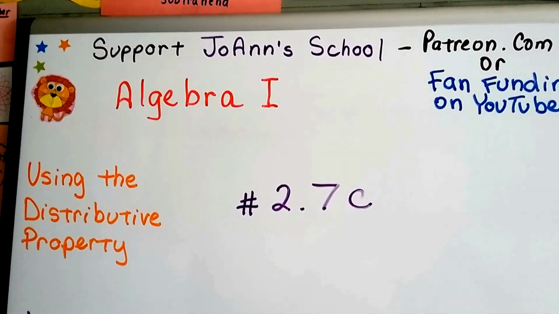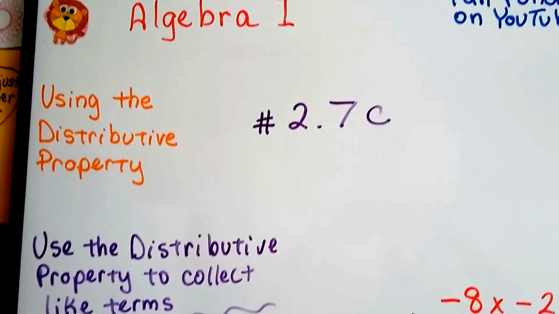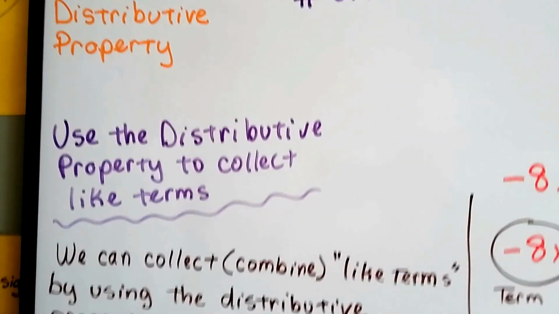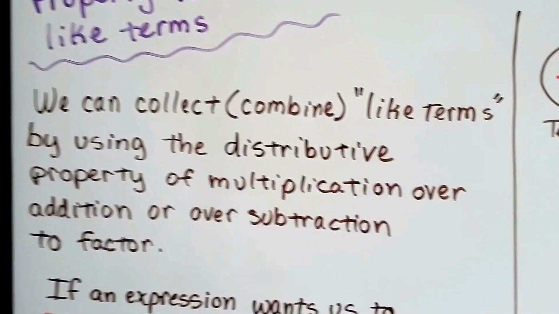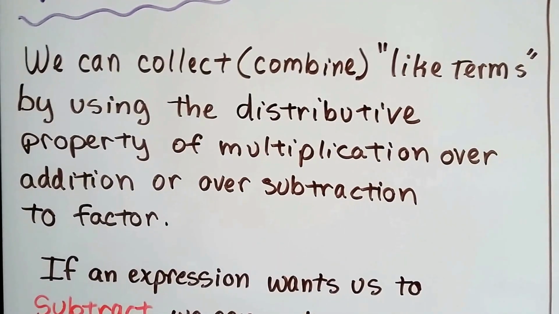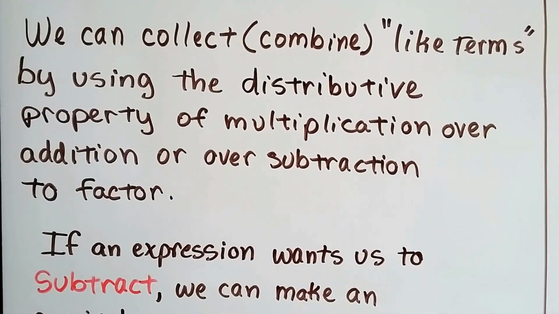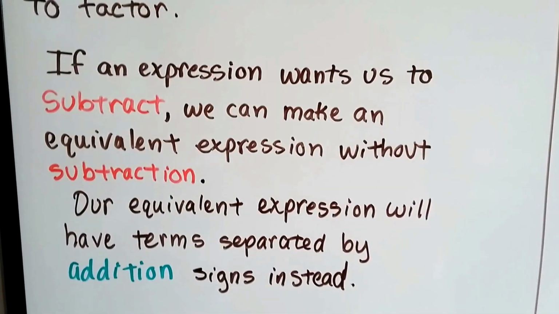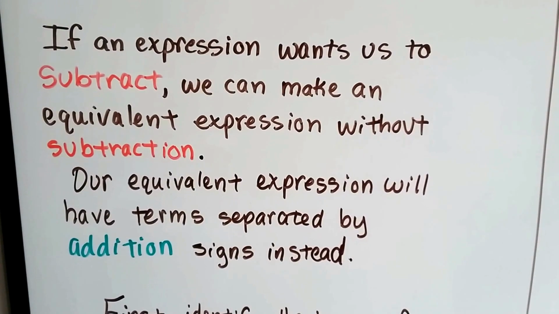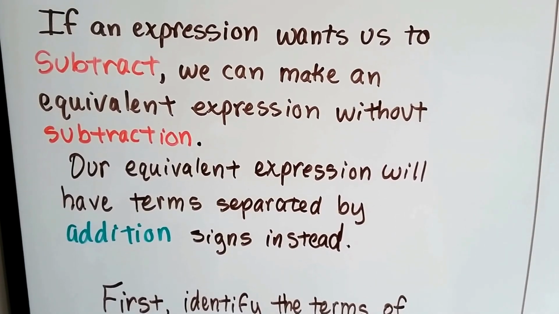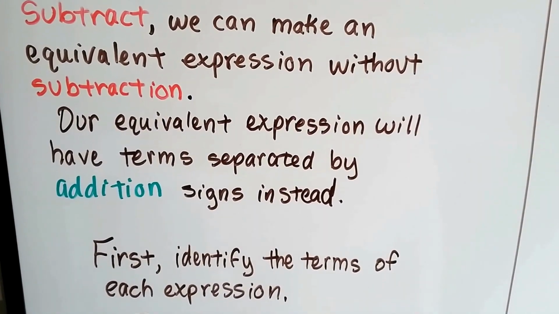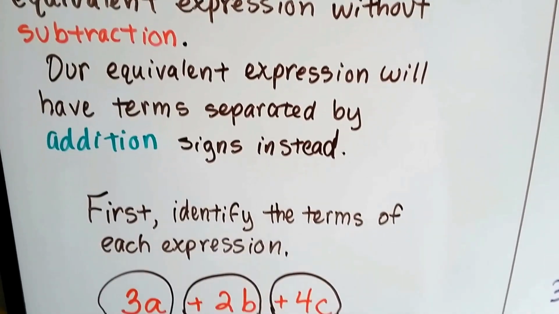Algebra 1, number 2.7c. We're going to talk about using the distributive property to collect or combine like terms. And we can combine like terms by using the distributive property of multiplication over addition or over subtraction to factor. If an expression wants us to subtract, we can make an equivalent expression without subtraction. Our equivalent expression will have terms separated by addition signs instead.